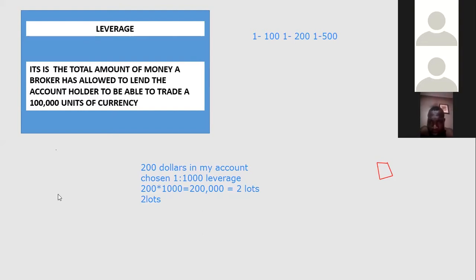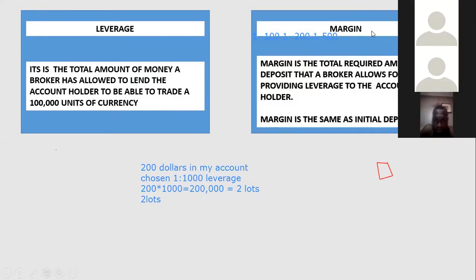The broker is giving you this in your mind. There's nothing like that. They are just trying to make you spend more of your money. They know you are new in the market. You are eventually going to lose it, right? We'll get to that. So it takes us to the other thing, which is called margin.